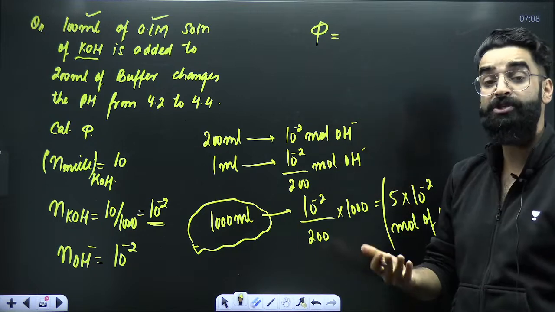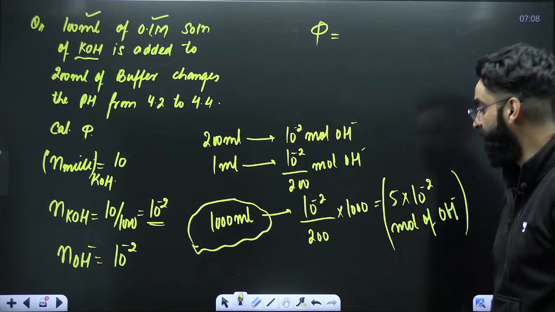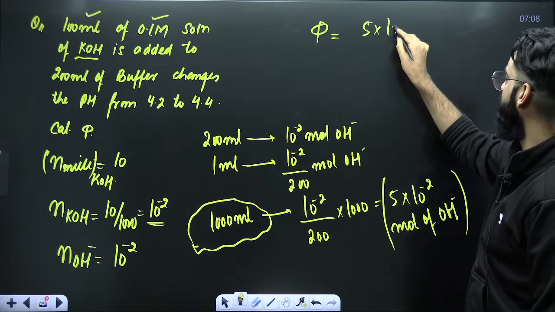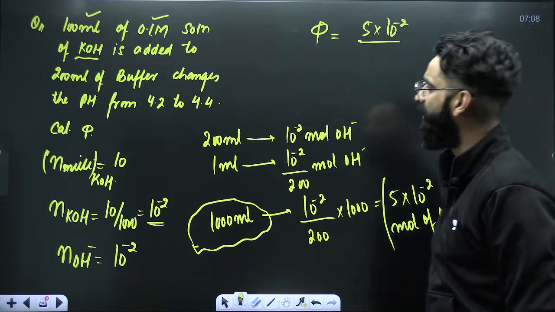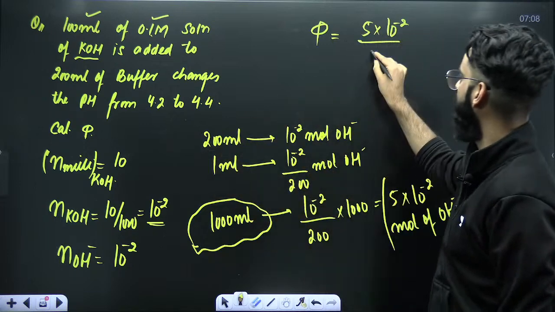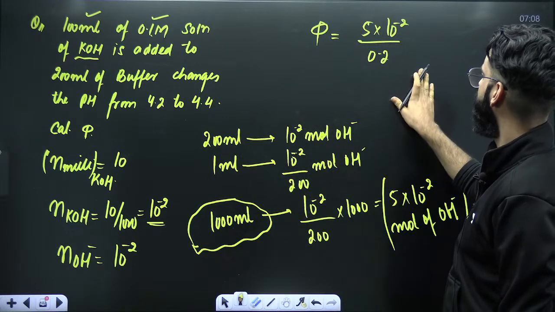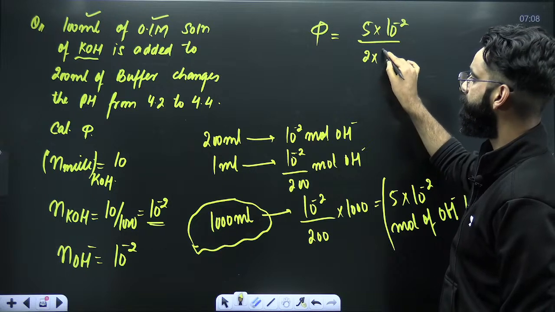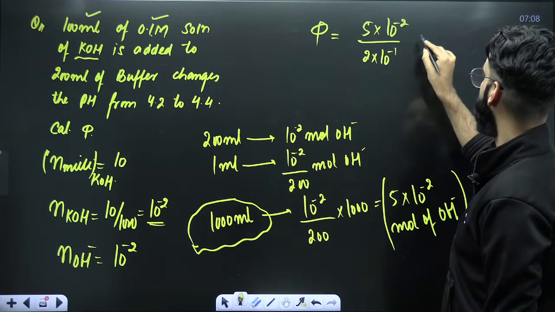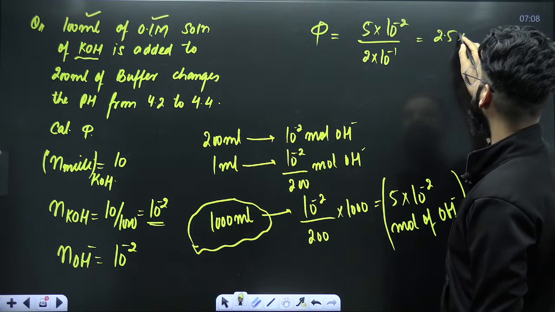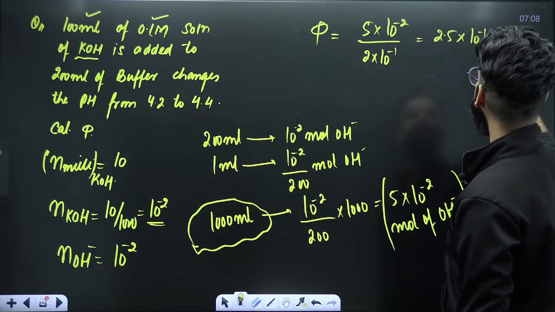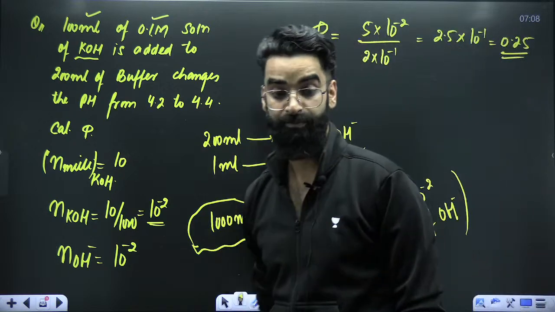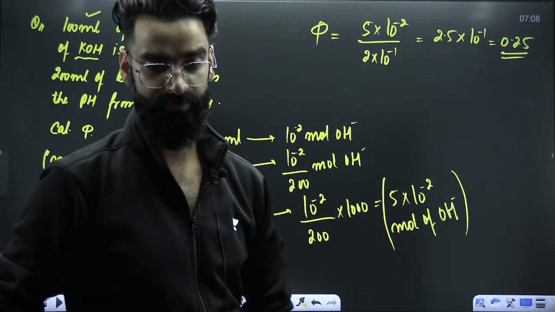Number of moles of H positive or OH negative added to 1 liter of buffer. So in 1 liter of buffer, how many moles of OH negative are you adding? 5 into 10 raised power minus 2 divided by change in pH, final minus initial. It will be 0.2, right? 0.2 means 2 into 10 raised power minus 1. So it's going to be 2.5 multiplied by 10 raised power minus 1. The value will be 0.25. So 0.25 is the buffer capacity of the buffer.